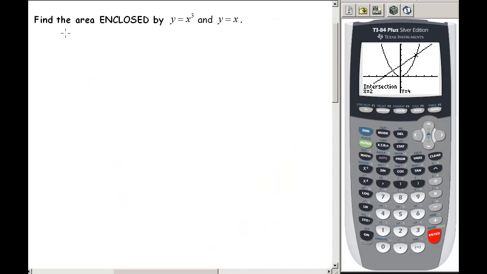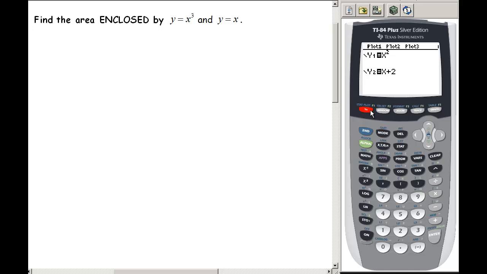In the second problem, we're doing a very similar problem, but we're trying to find the area enclosed between y equals x cubed and y equals x. So once again, let's graph this region. So you can see I have my two functions in here. I'm going to zoom decimal again.